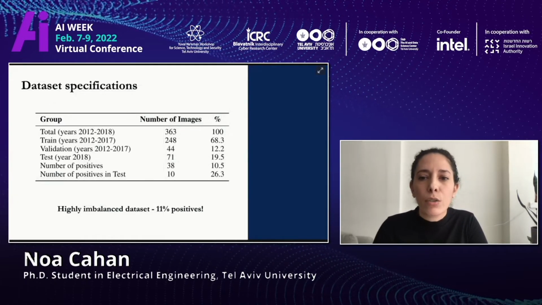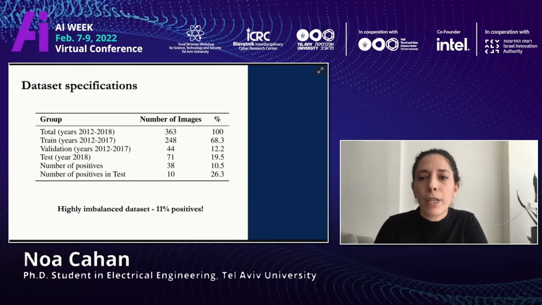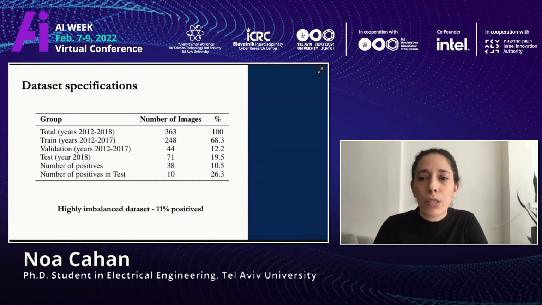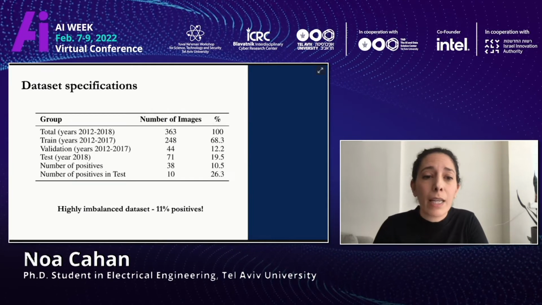Our data set includes 363 patients. We've split our data into training and testing by years, and the percentage of positive examples in our data set is only around 11%, making it highly imbalanced.